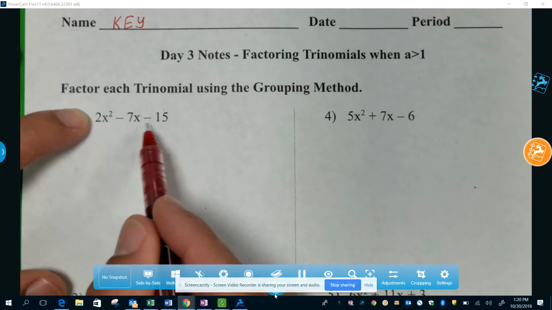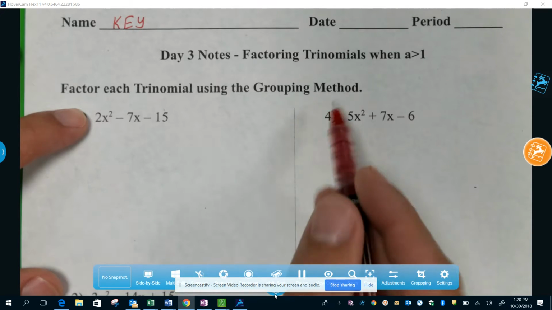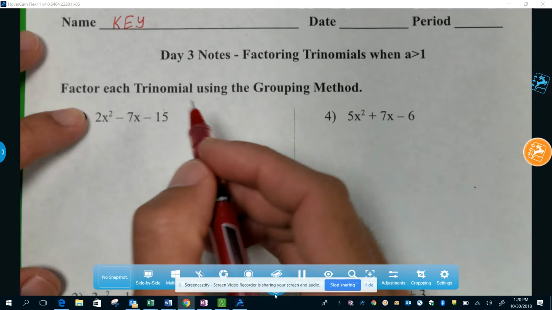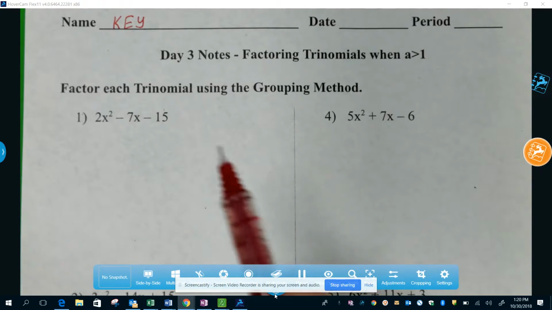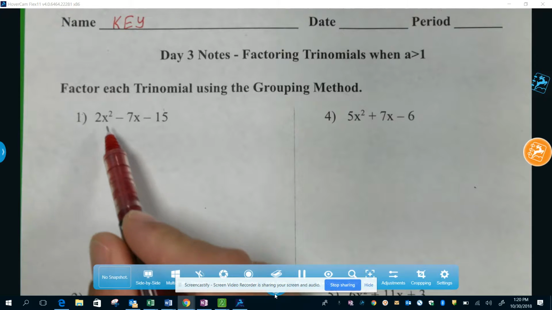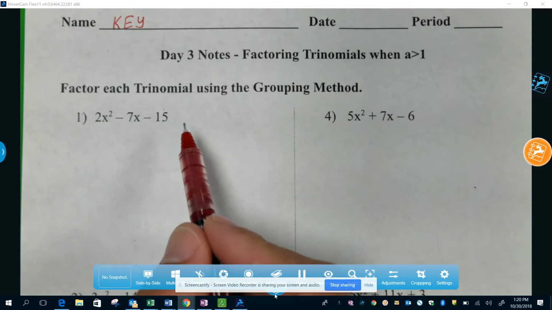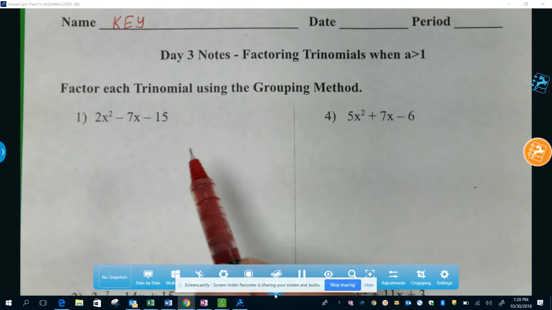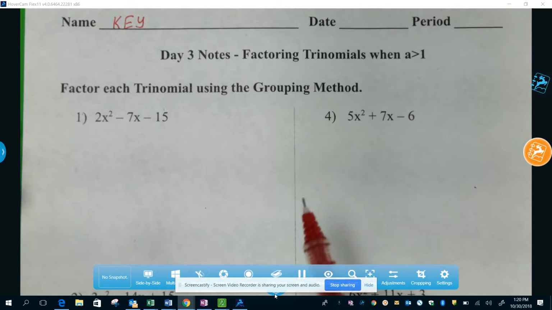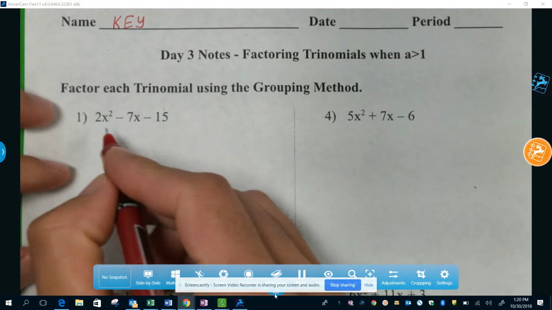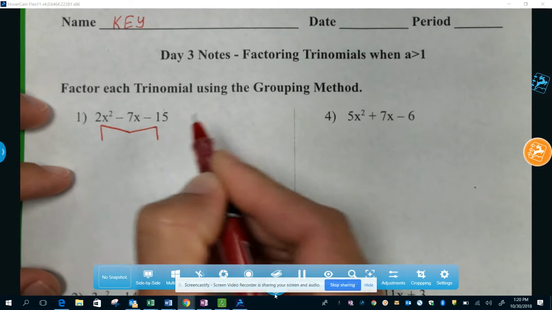2 is not a perfect square. 15 is not a perfect square. So we're going to have to do what we call factoring by grouping. Now, factoring by grouping, we learned the other day, we have to have 4 terms. So we group the first 2 together, and we group the last 2 terms together. Well, since I don't have 4 terms, it's going to be our job to create 4 terms in order to group them. Well, I like to use what we call the M method here.